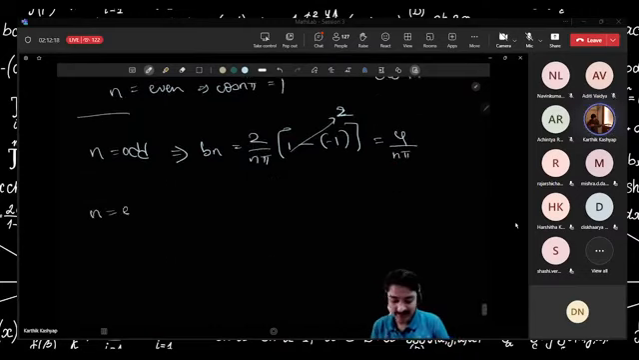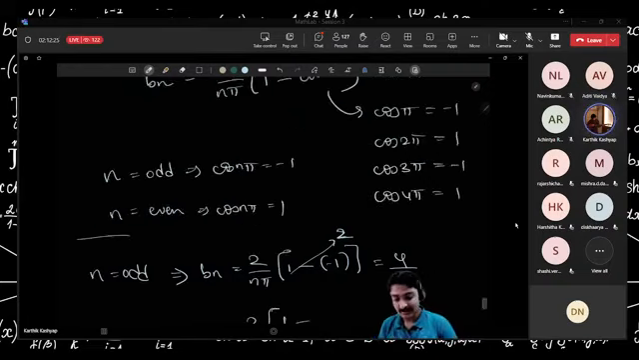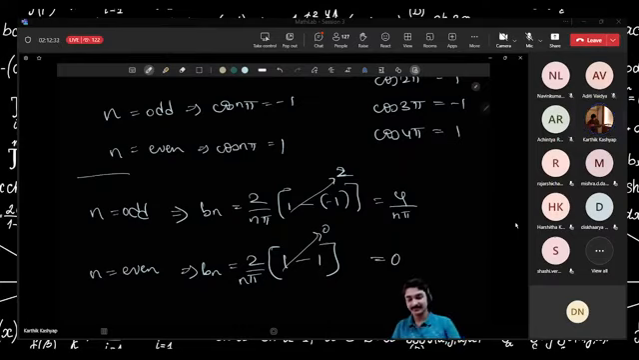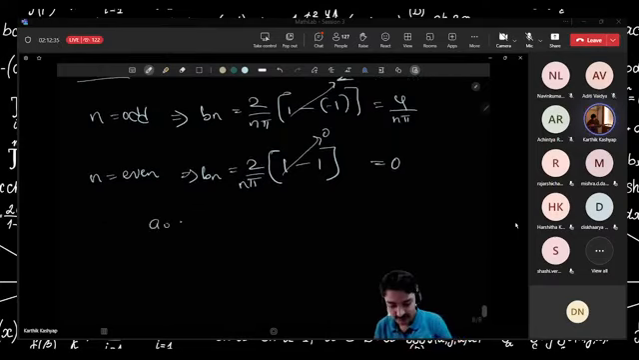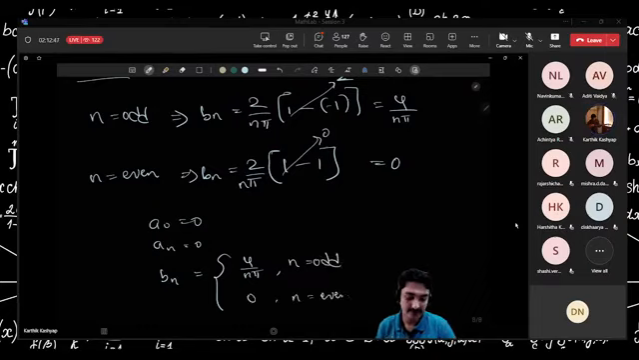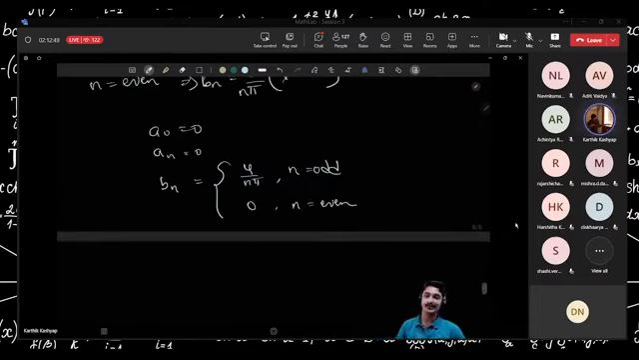And when n is even, we get bn is equal to 2 by n pi of 1 minus cos n pi, which in this case is 1. So this is 0. So bn is 0 when n is even. So writing this, we get an equal to 0, and then bn is equal to piecewise 4 by n pi when n is odd and 0 when n is even. So these are the Fourier series coefficients. We have successfully gotten the first part of the question.